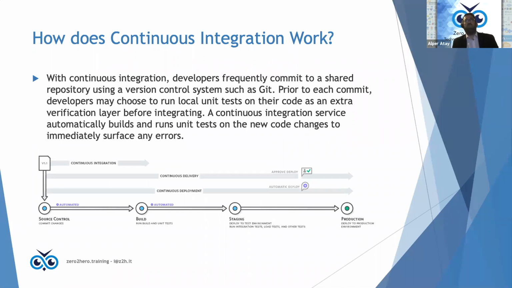How does continuous integration work? Basically, with continuous integration, like we thought, developers frequently commit to a shared repository using a version control system like Git. And as you can see here, this is our source control repository. What we are doing is building our code and then staging it. After we build our code and run our unit tests, we deploy it to the test environment or development environment, and then run integration tests.